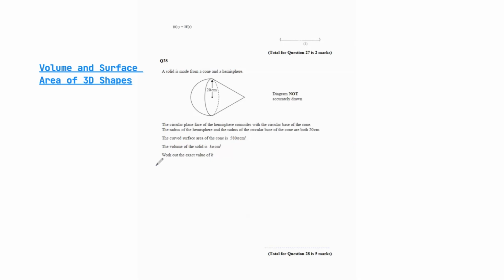So the curved surface area has the formula pi r l. So pi r l equals 580 pi. Pi times 20 times l equals 580 pi. The pi's get cancelled out. So l is going to be 580 divided by 20, which is going to be 29 centimeters. That's your slant length, this thing. Let me highlight that as well.